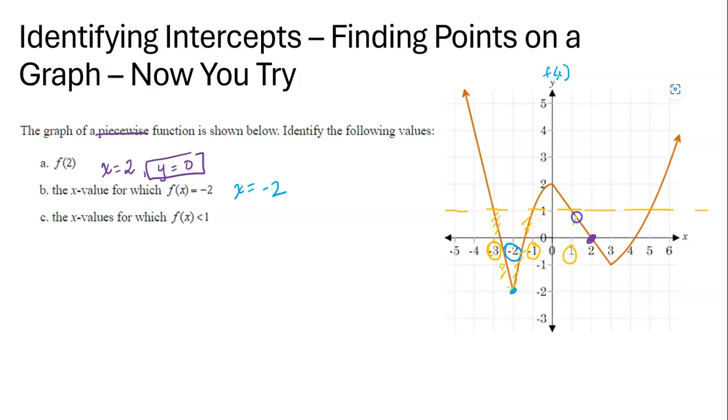And then from 1 to 5. So we're just looking at below the 1 there. So I would have 2 intervals here. And then my other one is from 1 to 5.